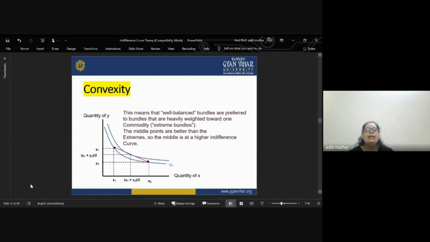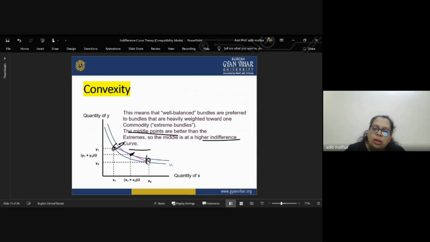Then let's talk about convexity. So what do you mean by this term? It means that well-balanced bundles are preferred to bundles that are heavily weighted towards one commodity, extreme bundles. So let us discuss this with the help of this graph. I have a graph in front of you, and it represents the bundles, this point and this point, right? So the middle points are better than the extremes of the two points at the higher indifference curve. The middle point is this one, and this is comparatively better in comparison to the extreme points.